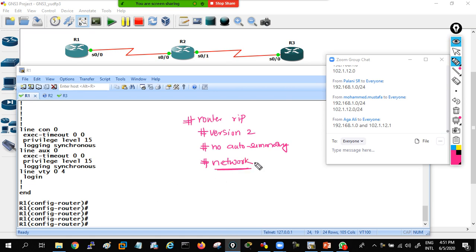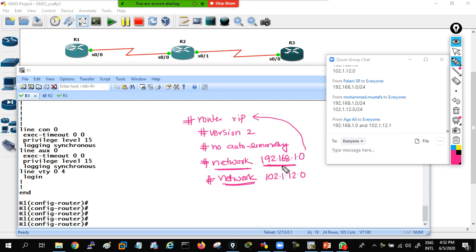Network. Once you type network, you need to advertise your network, 192.168.1.0. That is the network you want to advertise in RIP. Then after that, there is one more network. You have to use this keyword, guys, to advertise your networks into RIP. Then what is that command? Another network, 102.1.12.0. That's it. Everybody is okay?